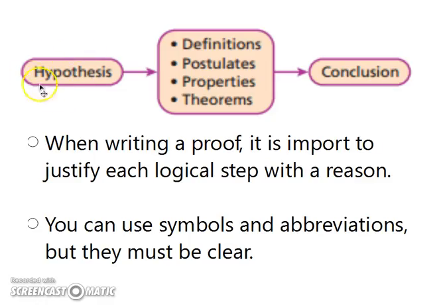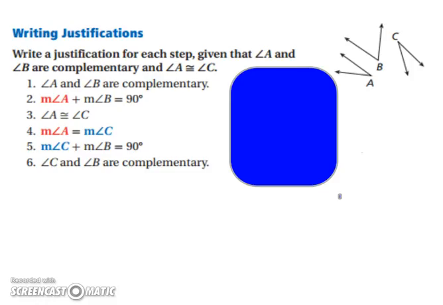Alright, let's look at the flow of a proof. You start with your hypothesis, then you use definitions, postulates, properties, and theorems to justify your hypothesis to make your conclusion. When writing a proof, it is important to justify each logical step with a reason. You can use symbols and abbreviations, but they must be clear. You want everyone to know what you're talking about. So let's practice making justifications.